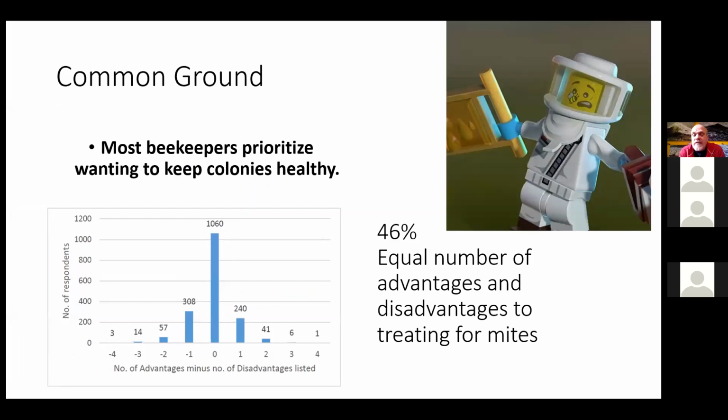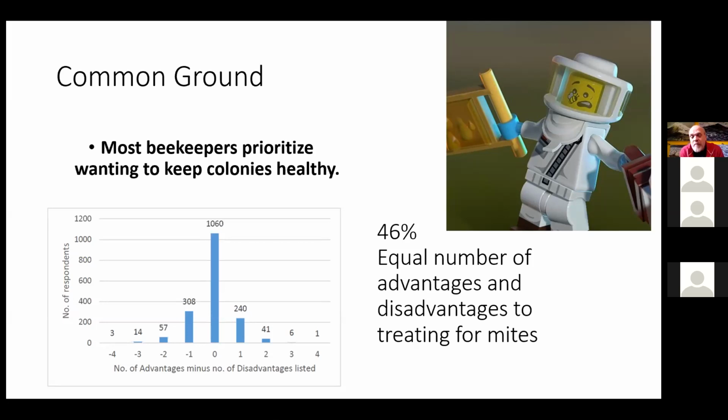But the good thing is both of those extreme groups believe the same thing. They think that we want to keep colonies alive, and they just believe that their way of doing it is the way to do it. So at least there's common ground there. People want to keep colonies alive, and that's good. And I think we can build from that point.